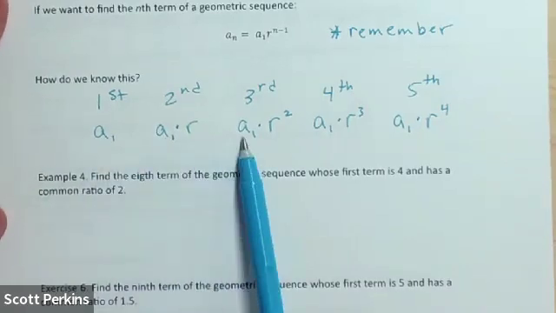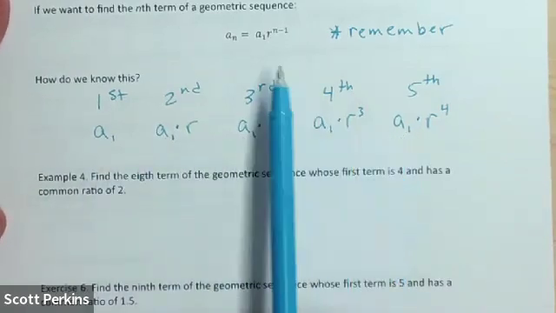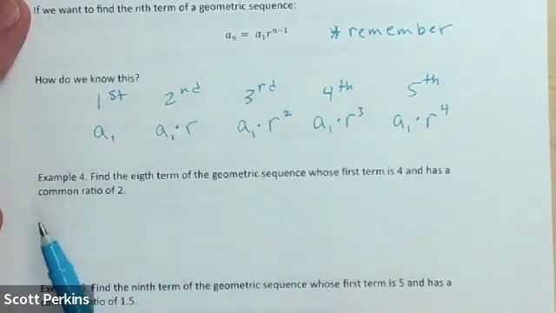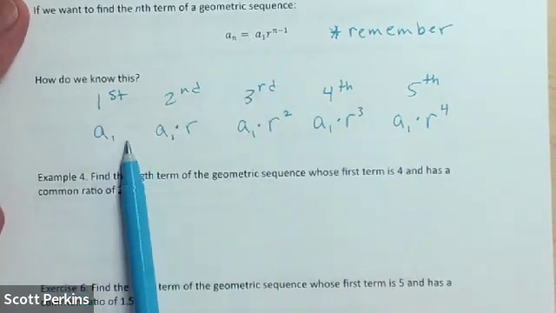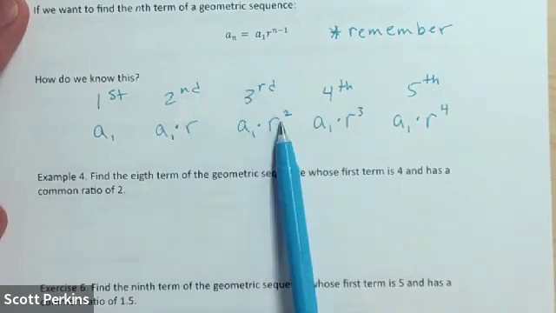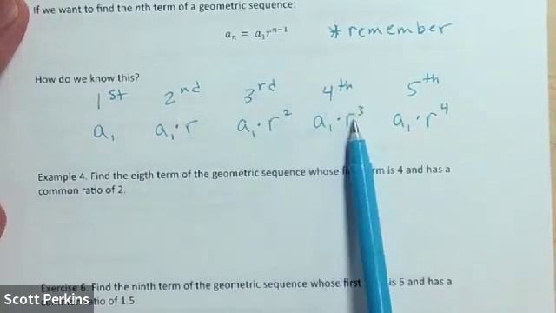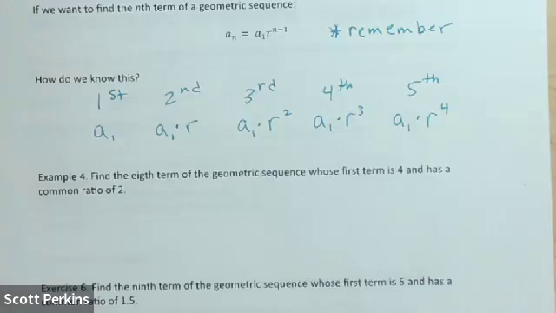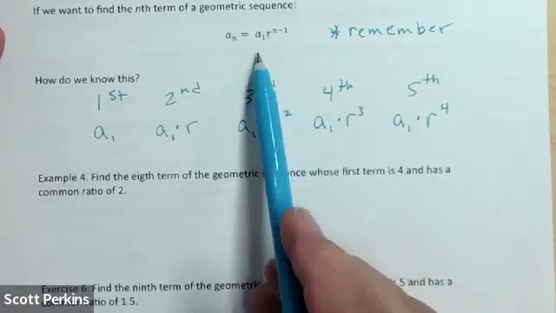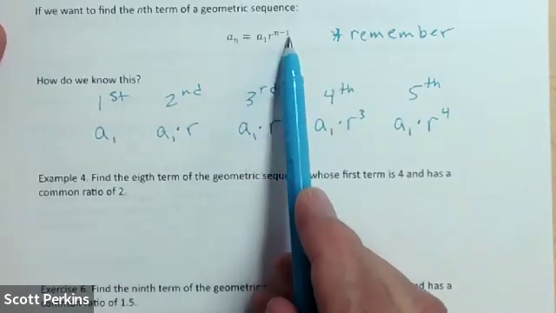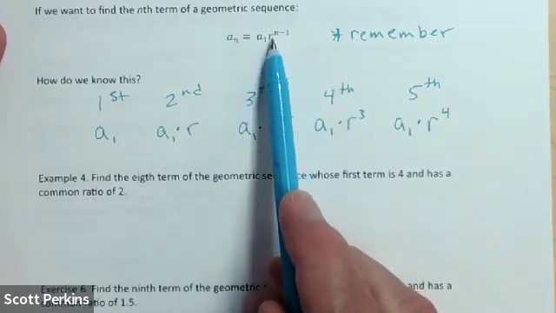Every term has a subscript 1. That's why the formula has a subscript 1. And then the number of r's is 1 less than the term number. So in the first term, there's no r. The second term, there's 1 r. The third term, there's r squared. Fourth term, there's r to the third. Fifth term, r to the fourth. And so you could keep going on. And that's why inductive reasoning is where we come up with a1 and then r to the power of 1 less than the term number I'm finding.